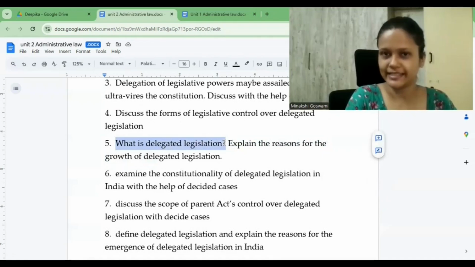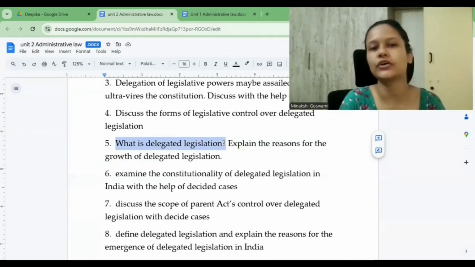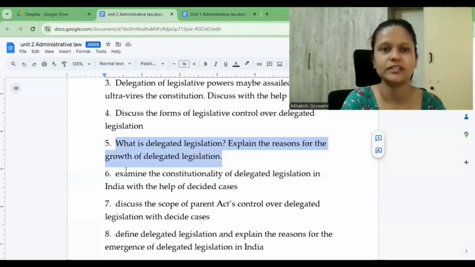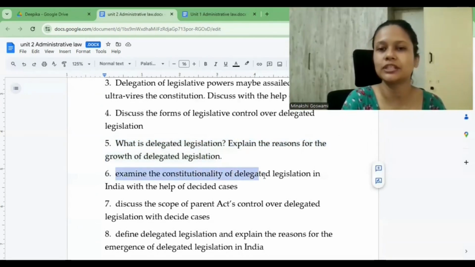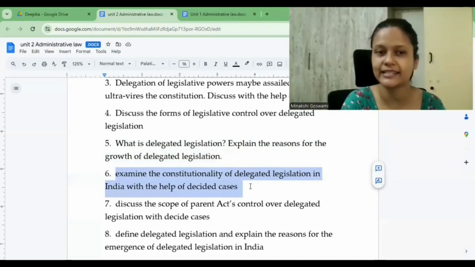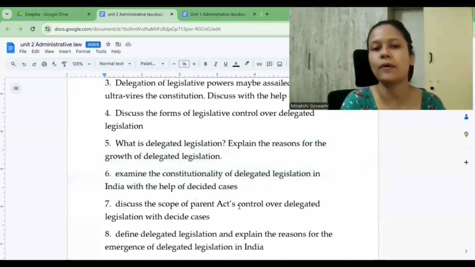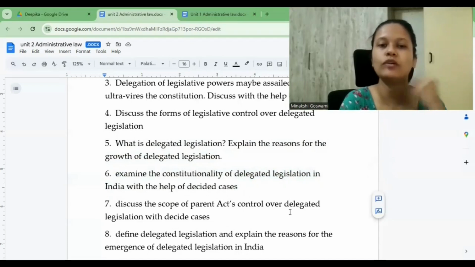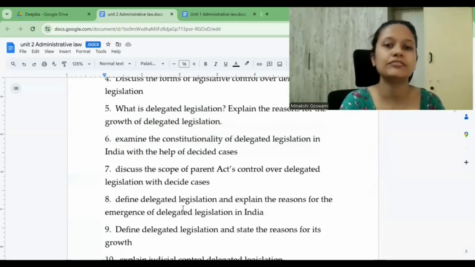What is delegated legislation? Explain the reasons for growth of delegated legislation. Examine the constitutionality of delegated legislation in India with the help of decided cases. Discuss the scope of Parent Act's control over delegated legislation with the help of decided cases. Define delegated legislation and explain the reasons for emergence of delegated legislation in India.